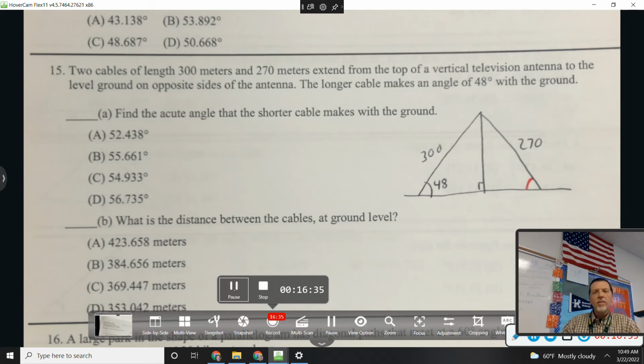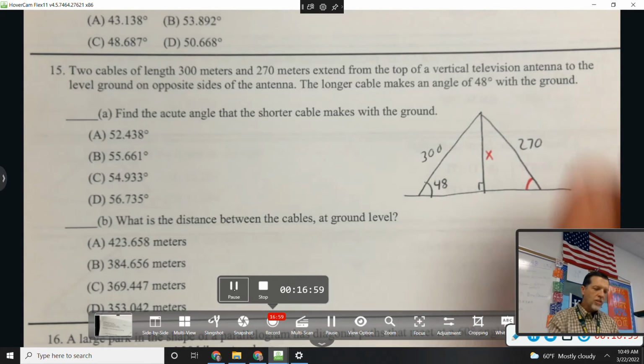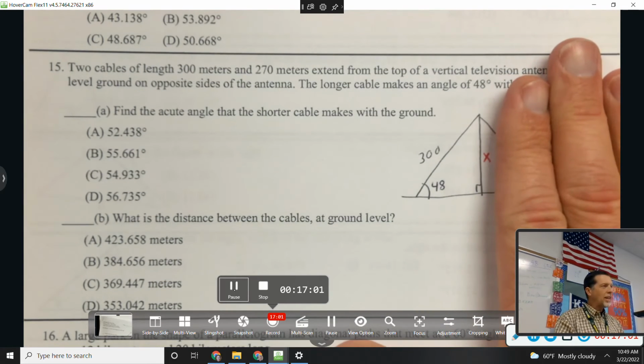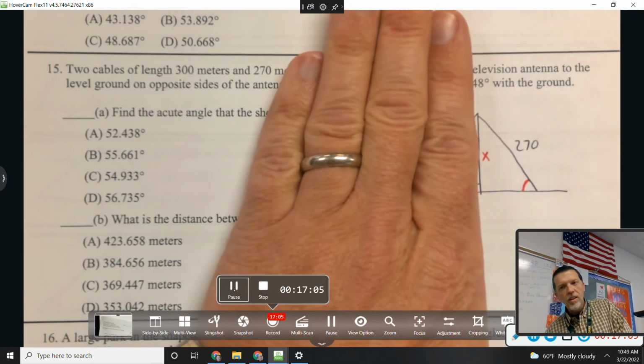Thoughts on what we could do with this? Sine. You can use 90 sine 300, and then do sine 48 x, you get that, and you can do it the other way, and then use inverse sine of that and get that angle. Okay, so there's kind of two ways to go here. We could work this as two separate triangles, like we did that last one. So find the height, and then use that, and then jump to the other triangle.